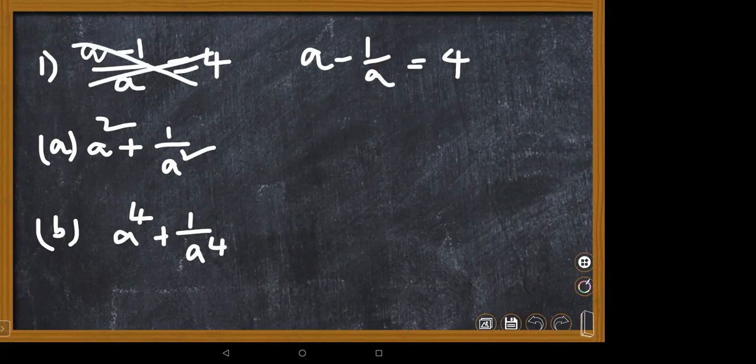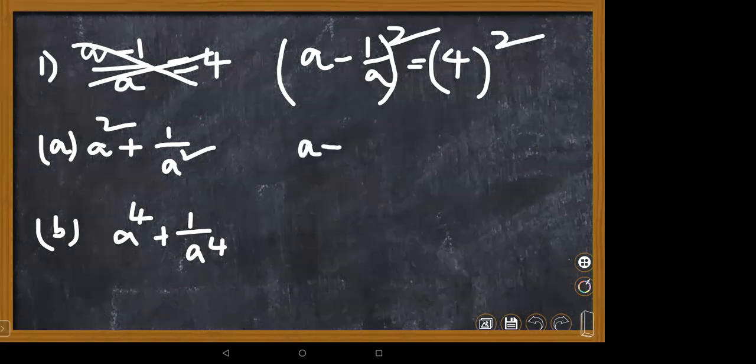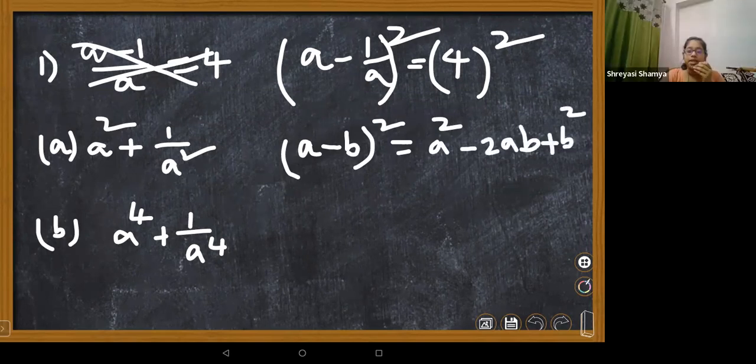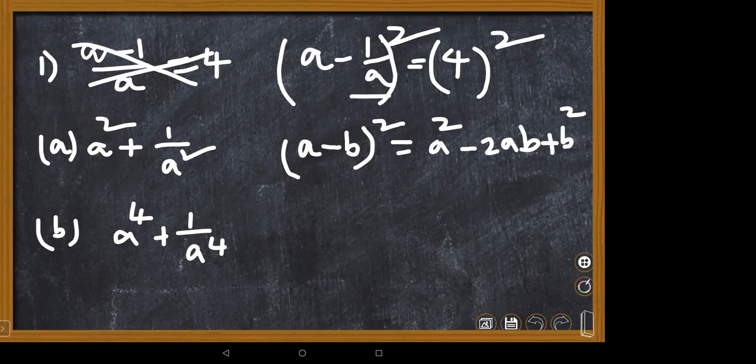Just square on both sides, ma'am. This is the given condition. You know the a minus b whole square identity. So a minus b whole square can be written as a square minus 2ab plus b square. Now instead of b we have 1 by a.